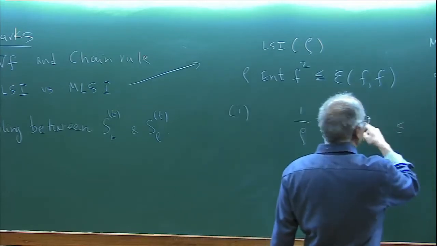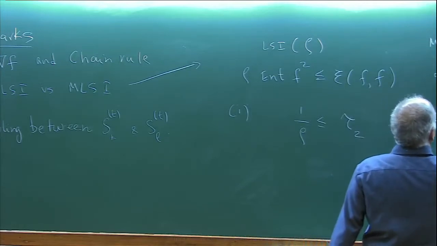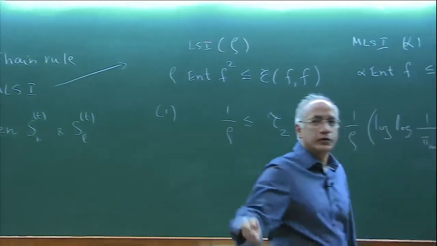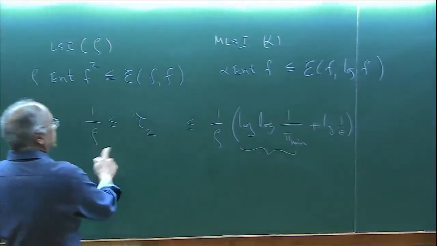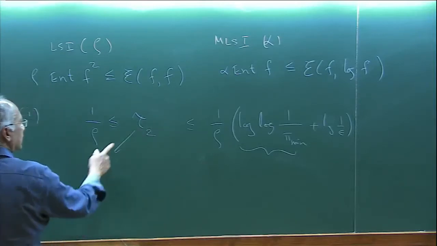I'll say what I meant. Earlier I didn't define tau 2. Up to this log 1 over the smallest entry in pi, plus some log, maybe 1 over epsilon, whatever, right? The epsilon Fabio took as 1/4, for example. If you ignore this factor, it captures tau 2. By tau 2, what did I mean? I meant of the density.